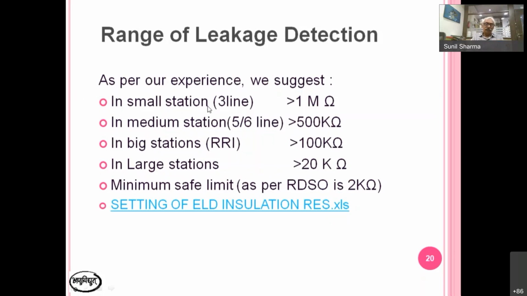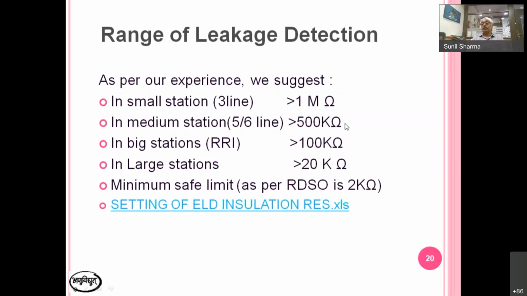Small station, I think 90% of stations lie in this category. First, the 3-line category. In this category, leakage resistance always remains more than 1 mega ohm. It will be like 10 mega ohm, 100 mega ohm, like that. Because it is very small, the cable number is small, there are very few loads, and the power supply also. So this is a good condition.